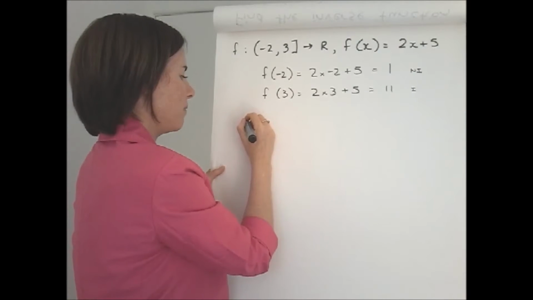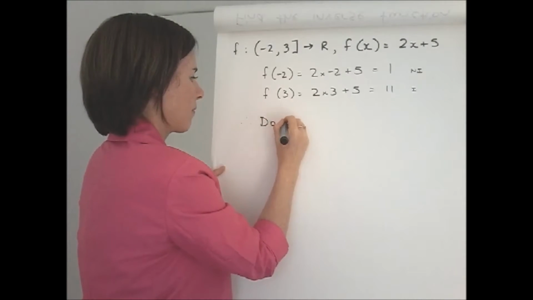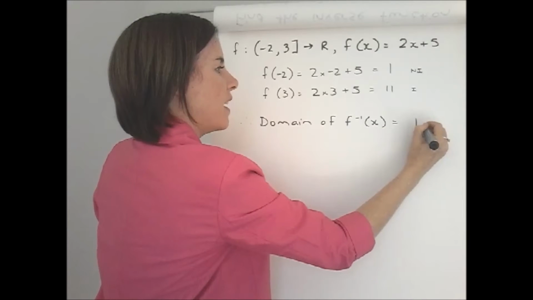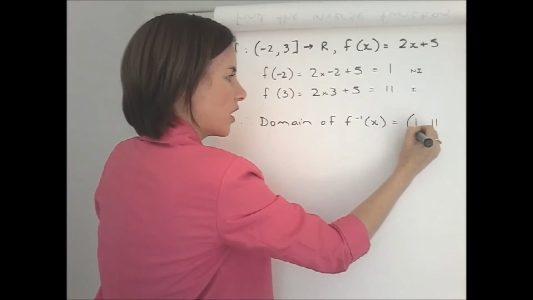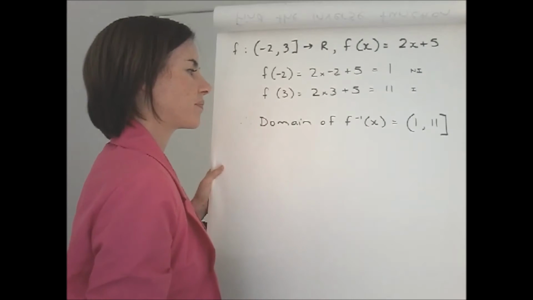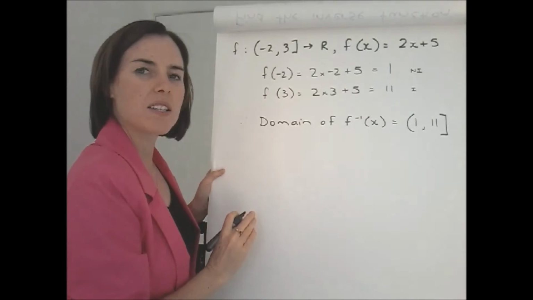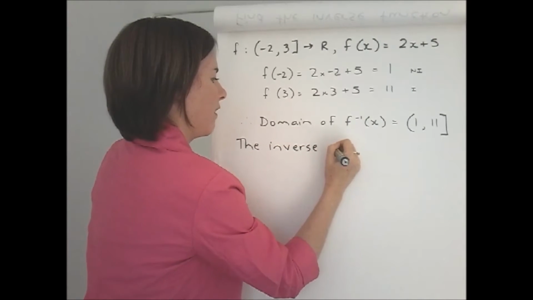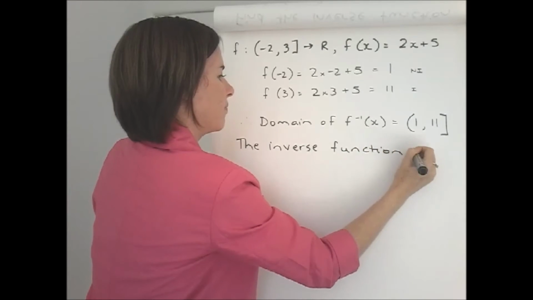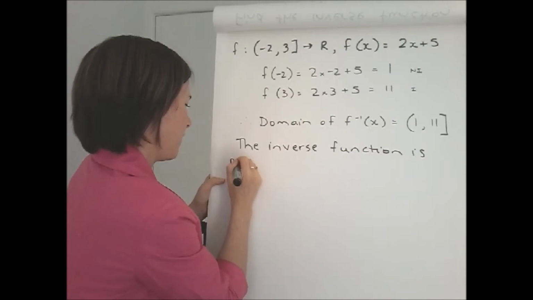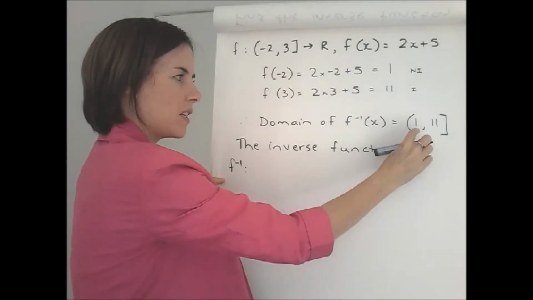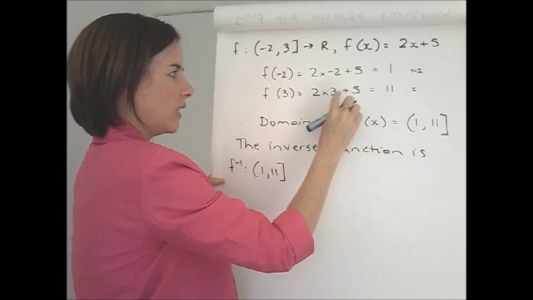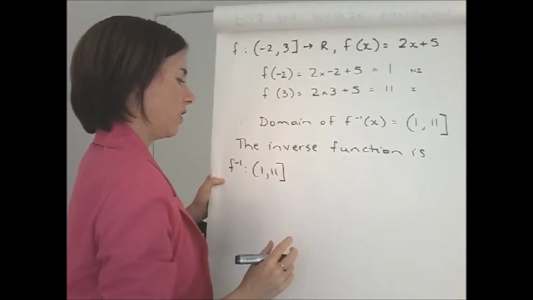Therefore, the domain of the inverse is the same as the range of the original. So 1 not included, 11 included. That's the domain of the inverse. And so my final answer is the inverse function is, okay, f^-1 with its domain 1 to 11. And yes, the 11 is the included value because it came from the 3 and the 3 is included.